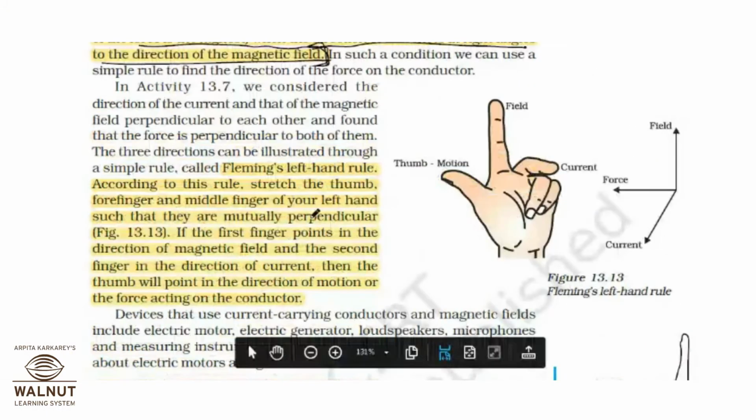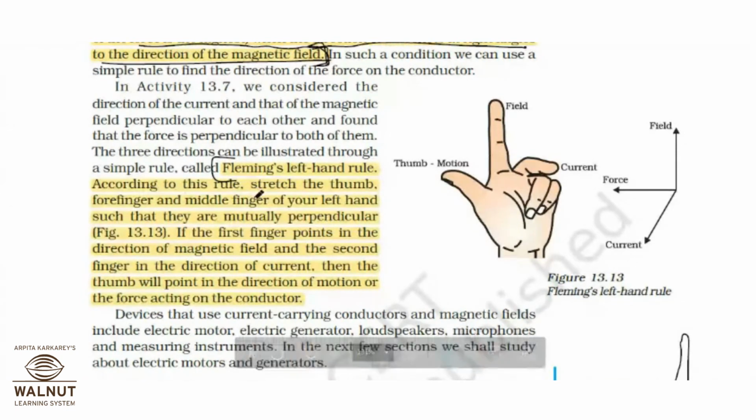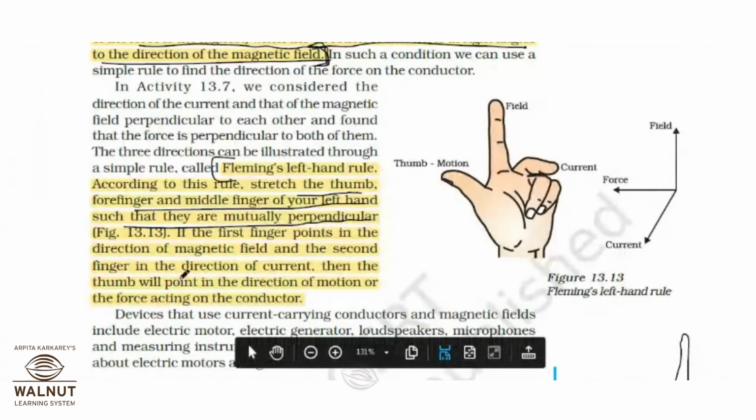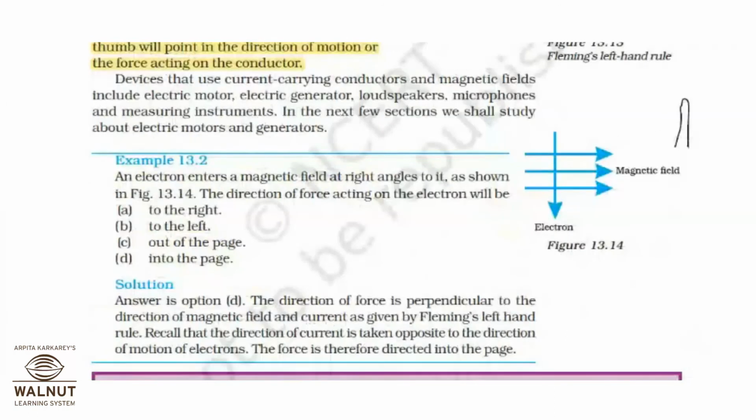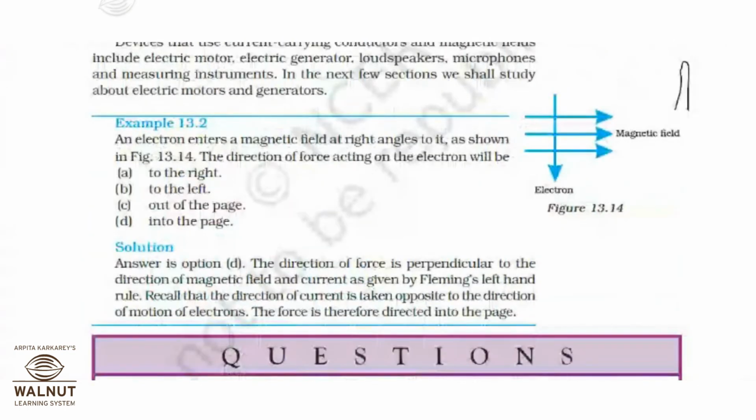Then you need to go through the statement of Fleming's left hand rule. According to this rule, stretch the thumb, forefinger and middle finger of your left hand such that they are mutually perpendicular to each other. So F, B, I. Force means motion, deflection. B means field, current is I. All three should be perpendicular to each other. Is this clear? So we will move on to the in-text questions.